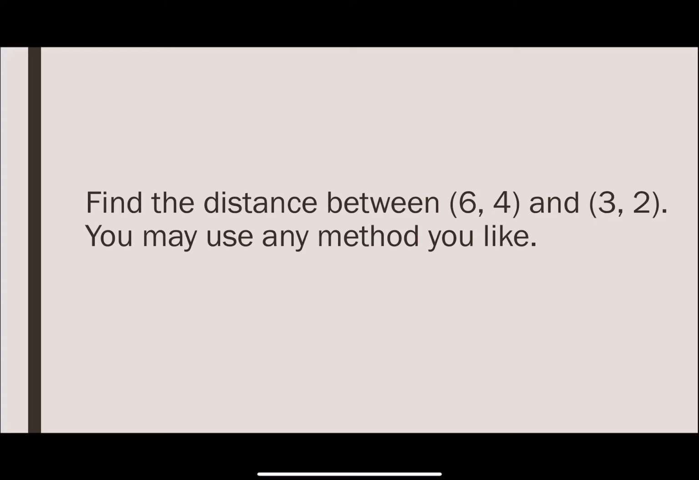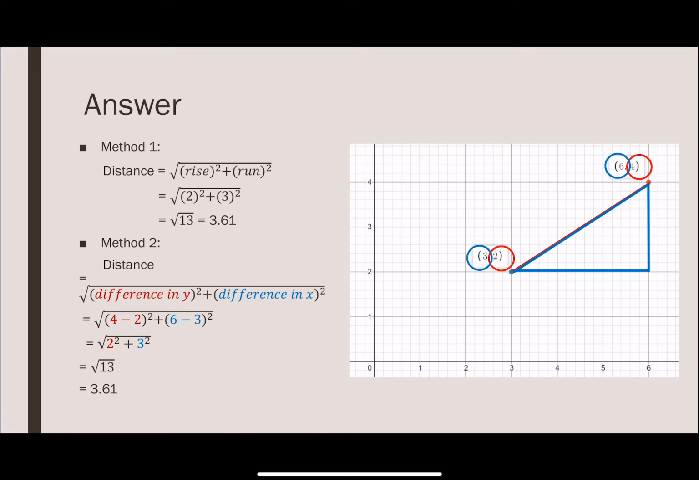We're going to get you to try one more question. Find the distance between (6, 4) and (3, 2). So there are two coordinates here, right? You're supposed to find the distance. You can use any method that you like. So pause the video, try it out, and once you're done, press the play button to check your answers.